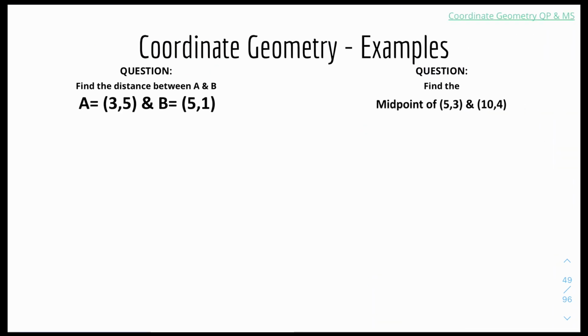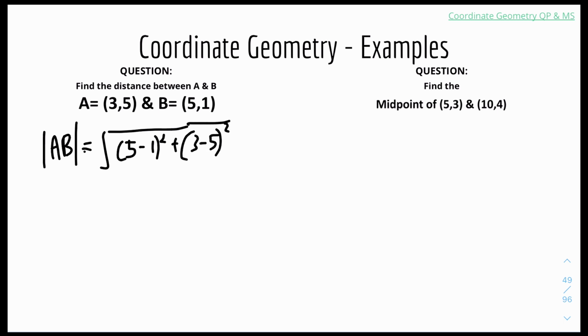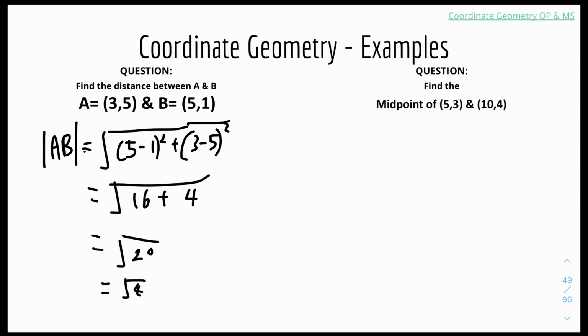Then moving on to some examples, we have: find the distance between A and B, where A is (3, 5) and B is (5, 1). You just use Pythagoras' theorem. The absolute value of AB is the root of (y2 minus y1) squared plus (x2 minus x1) squared, it could be either way around. So 5 minus 1 is 4, 4 squared is 16, and 3 minus 5 is minus 2, squared is 4. So it will be 16 plus 4 on the inside, which is 20. You can simplify this to get root 4 times root 5, or 2 root 5 units.